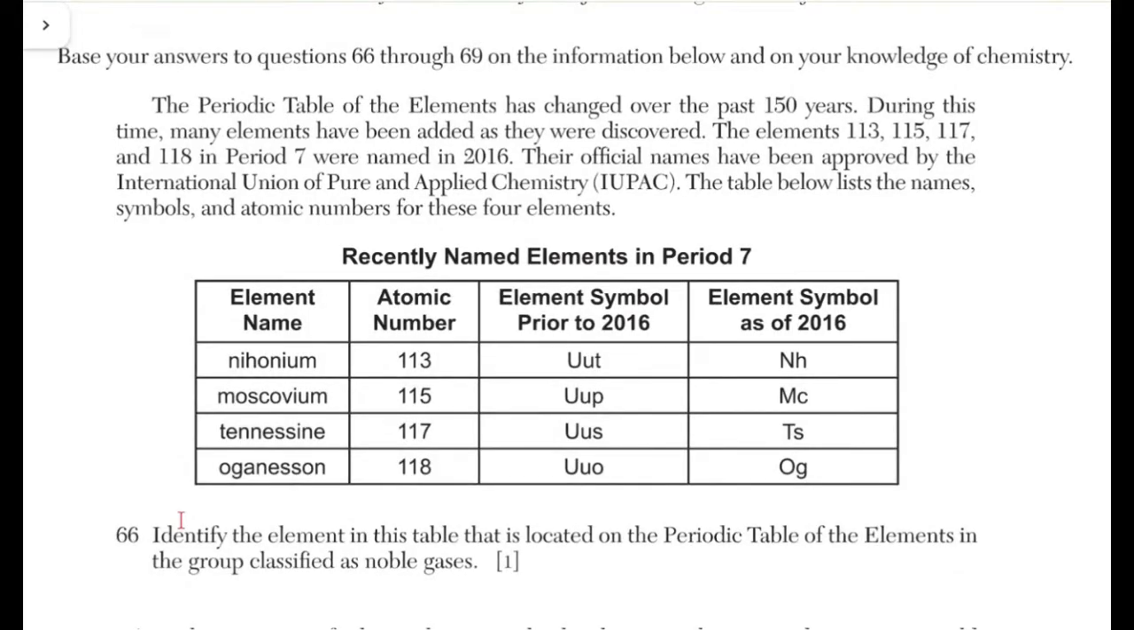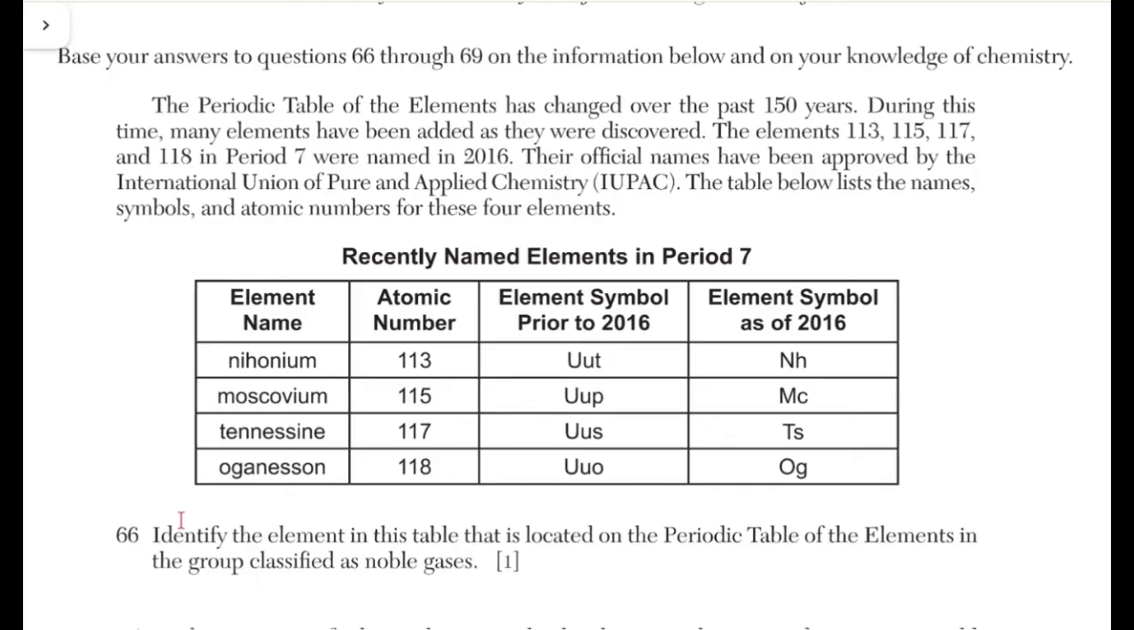The periodic table of elements has changed over the past 150 years. During this time, many elements have been added as they were discovered. The elements 113, 115, 117, and 118 in period 7 were named in 2016. Their official names have been approved by the International Union of Pure and Applied Chemistry. The table below lists the names, symbols, and atomic numbers for these 4 elements.